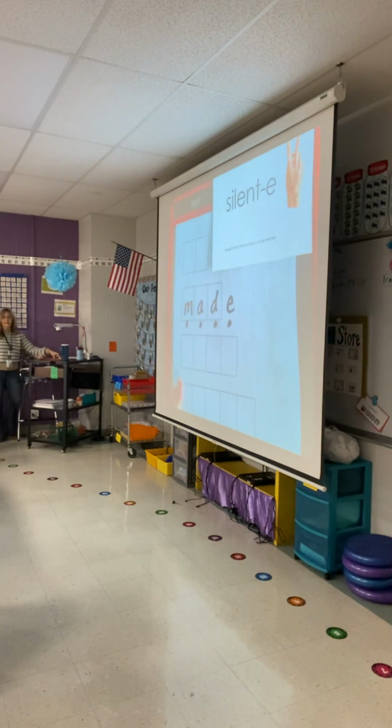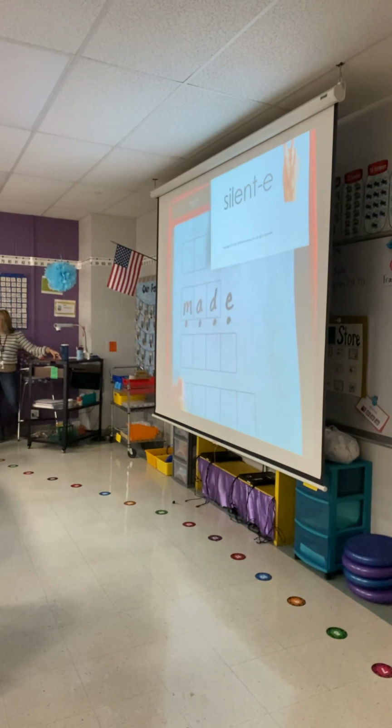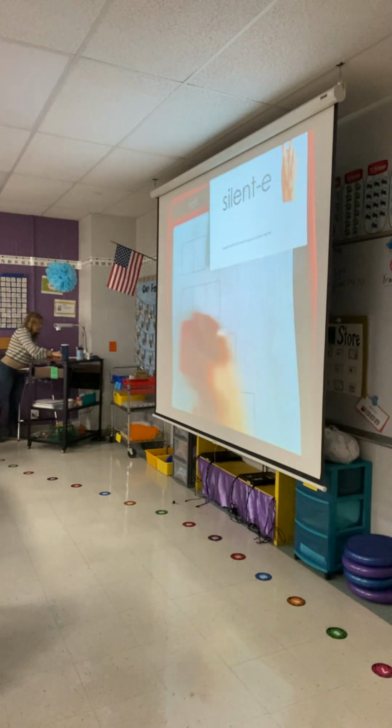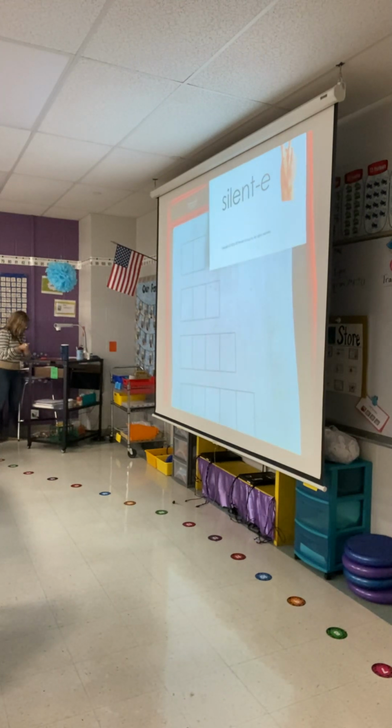Now when you put it in the Elconian box, you should have done that. Thumbs up if you did. Good job. The E again is silent, so it doesn't need a box. It goes outside of the box. Good job. Lots of words on your boards this morning. That looks fantastic. Let's erase and do one more silent E word. There's a lot of them this week, so it won't hurt us to do one more.